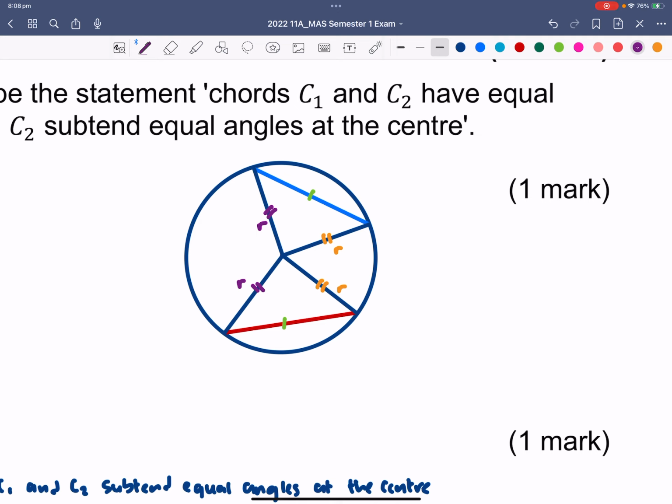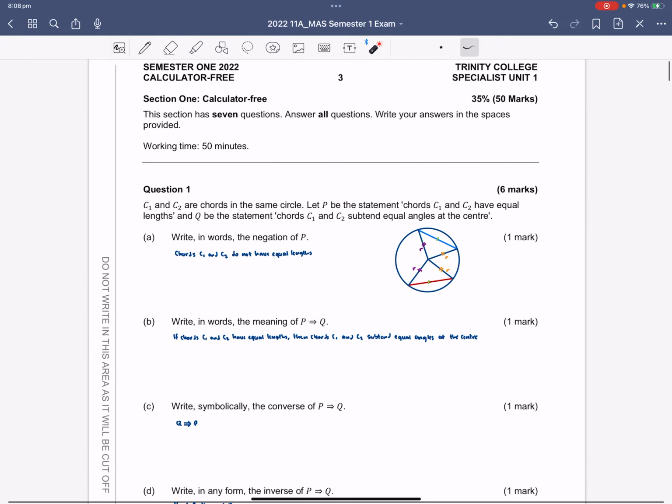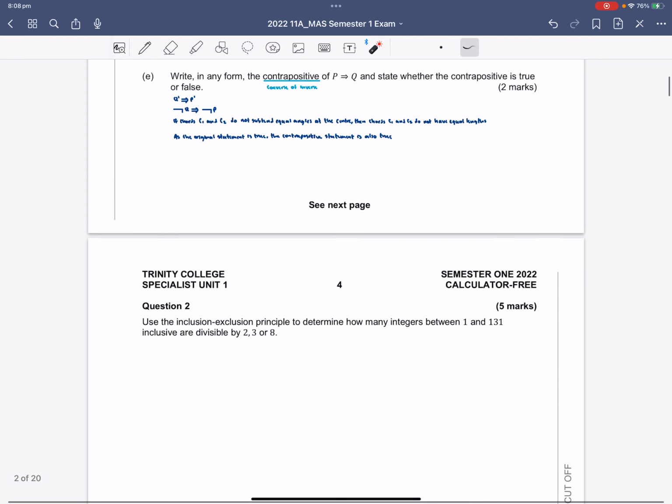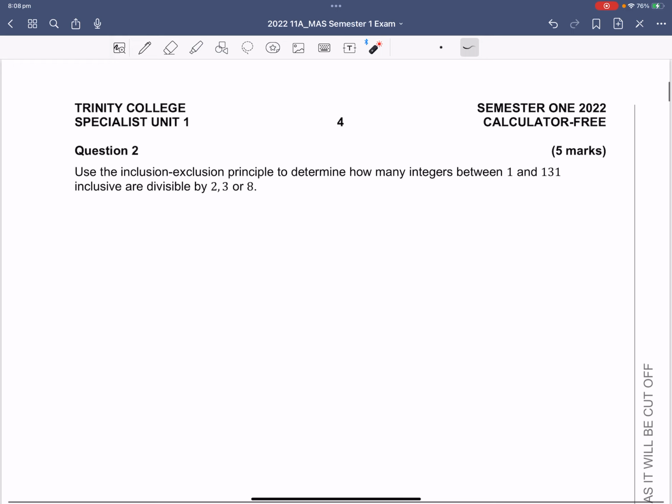So you have side, side, side. These 2 triangles are congruent to each other because of side, side, side. And if they're congruent to each other, then corresponding angles of congruent triangles are equal. So there you go. You've proven that if the chords are of equal length, they do subtend equal angles at the center. So that was the proof behind it. Not that they wanted you to do the proof.